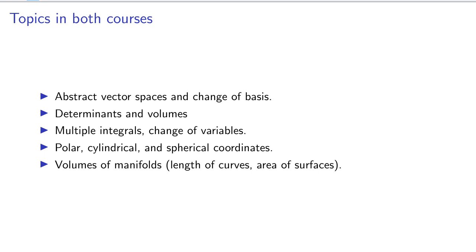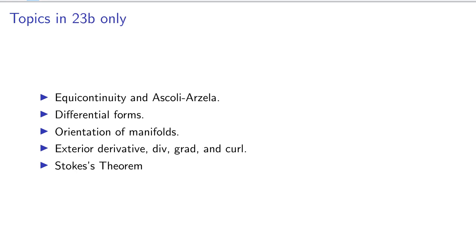There are a certain number of topics that are common to the two courses. Everyone has to learn about abstract vector spaces and change of basis in a vector space, about determinants and how you can use them to define volumes in Rn, about multiple integrals and changing variables, about all the standard coordinate systems that are used both in physics and in data science, polar, cylindrical, and spherical coordinates, and about how to calculate volumes of manifolds, of which the special cases are the length of a curve or the area of a surface. But there are certain topics that only show up in 23B.